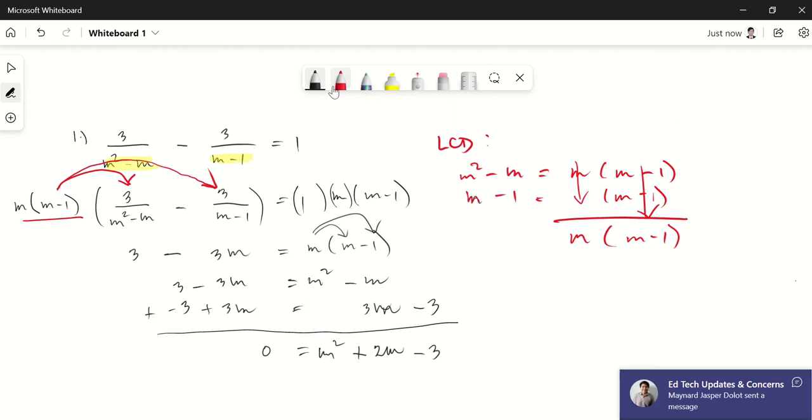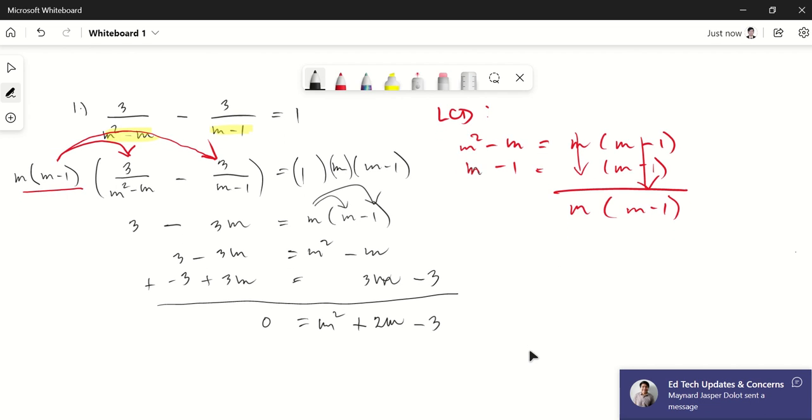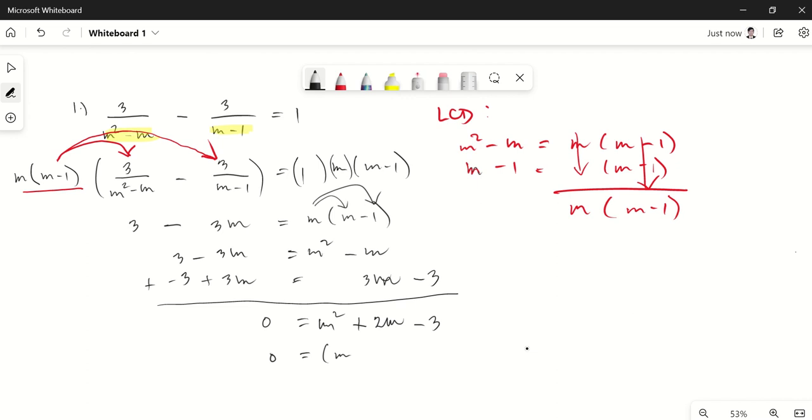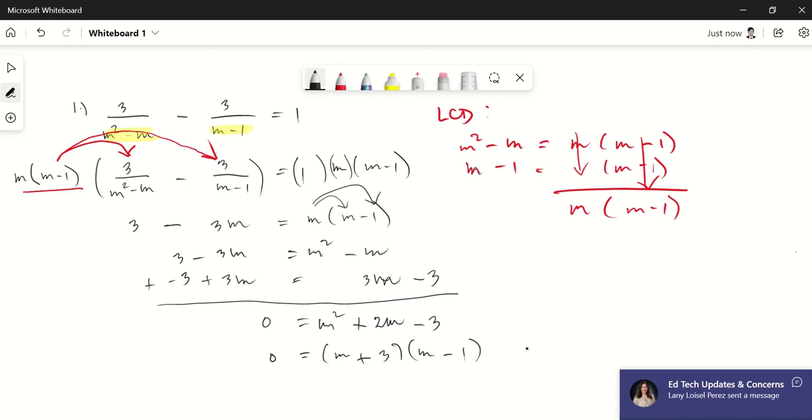You need to apply your knowledge in factoring to find the values of m. If you factor this out, this would be m plus 3 times m minus 1. You just have to double check. That's 3m. This is negative m. And if you add them, that would turn out to be 2m, the middle term of the trinomial.